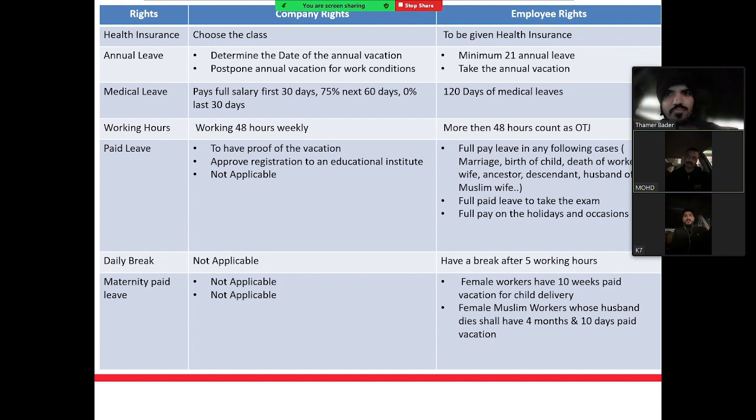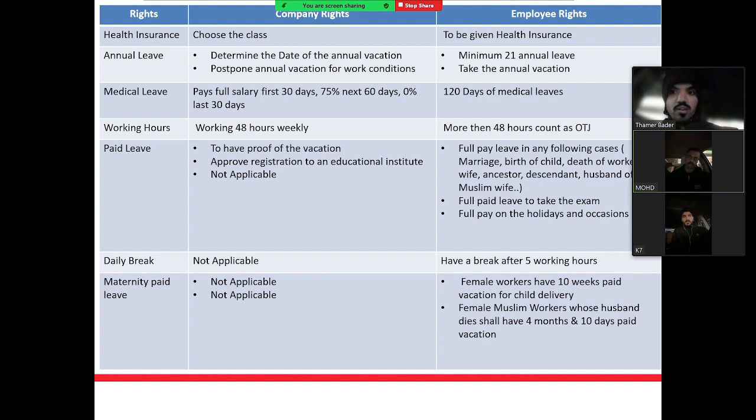Annual leave. The company's right is to determine the date of the annual vacation and postpone annual vacation for work conditions. Some companies may have overload work and the employee wants to take his annual vacation. The company's right is to postpone the annual vacation for work conditions. This is the right. But also the employee's right is to take the annual vacation and never cancel it. And like we said before, minimum annual leave will be 21 days.